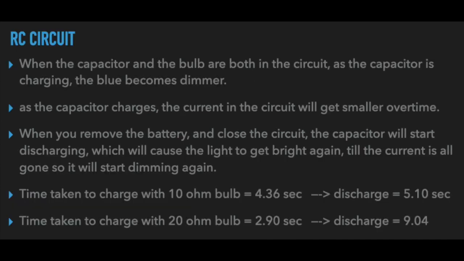When looking at the RC circuit, you can see that when the capacitor and bulb are both in the circuit, as the circuit is charging, the bulb becomes dimmer. However, as the capacitor charges, the current in the circuit will get smaller over time. When you remove the battery and close the circuit, the capacitor will start to discharge, which will cause the light to get bright again, till the current is all gone, so it will start dimming further.